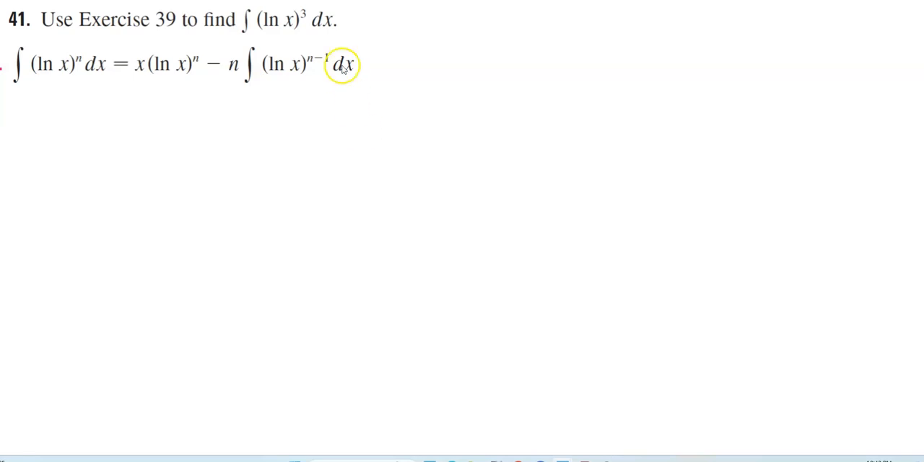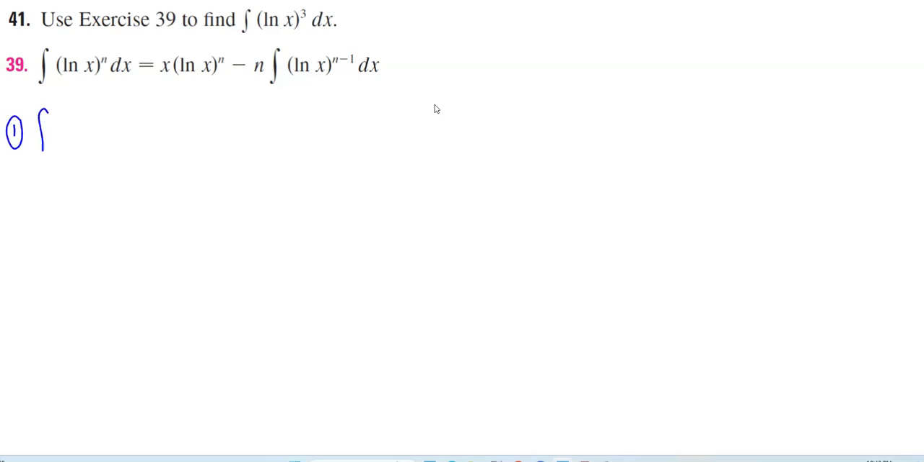We have the integral of the natural log of x to the third power dx. So that equals x times the natural log of x to the third power minus 3 times the natural log of x to 3 minus 1, which is 2, dx.